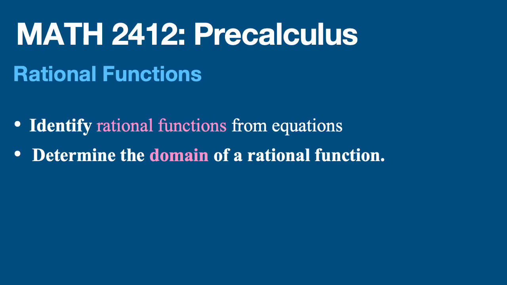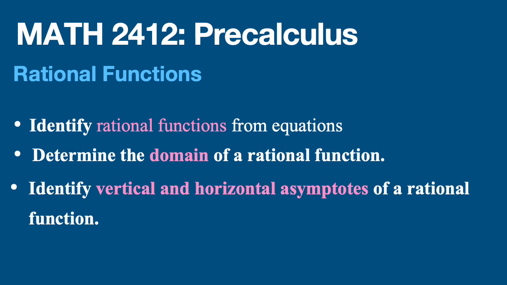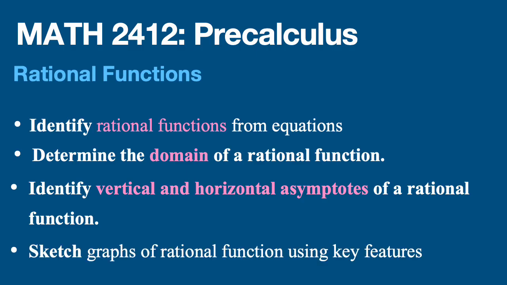Second, and this is very important, guys, you find the domain of a rational function. Third, identify the vertical and horizontal asymptote lines of a rational function. Then you're going to sketch the graph of the rational function using key features. So please keep in mind, the domain is so important for a rational function. Then you have to know how to identify vertical and horizontal asymptote lines.